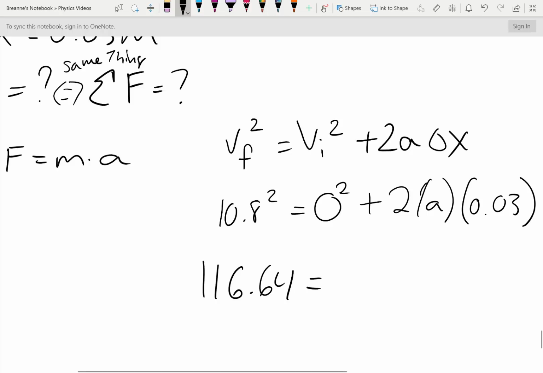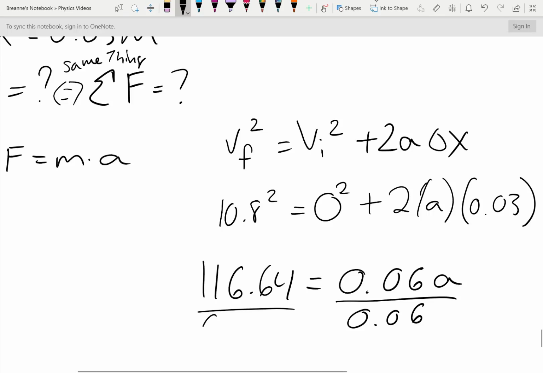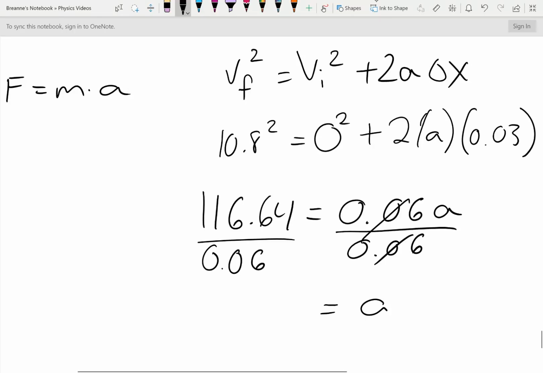You can go ahead and do 2 times 0.03 and get 0.06 a. We want a by itself, so what we do to one side we got to do to the other. So we get that our acceleration, man, that snail's booking it, 1,944. That's our acceleration, meters per second squared.